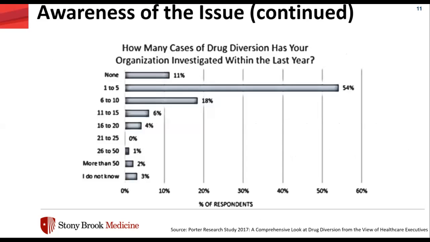And this is a chart from the same survey. Along your y-axis, you have the amount of drug diversions that occurred in the respective organization within the last year. And along your x-axis, you have the percent of respondents. And as you can see, the majority of respondents reported a minimum of 1 to 5 drug diversion events within the last year.